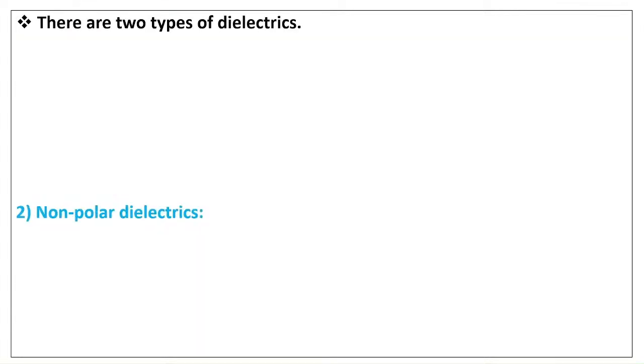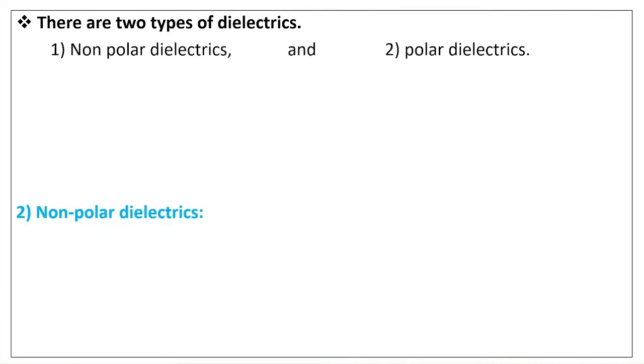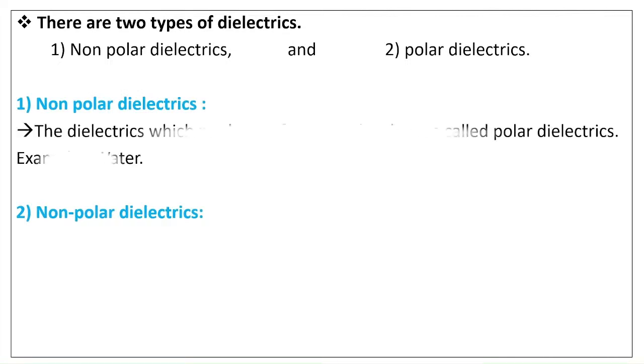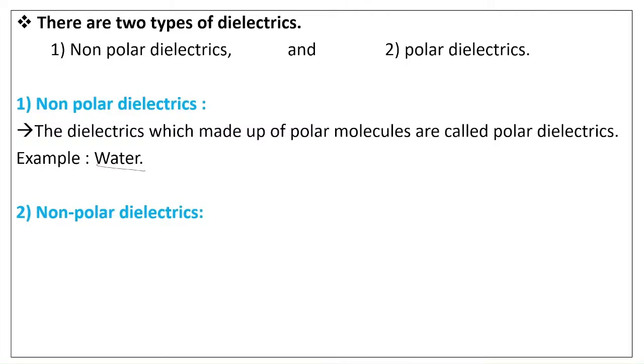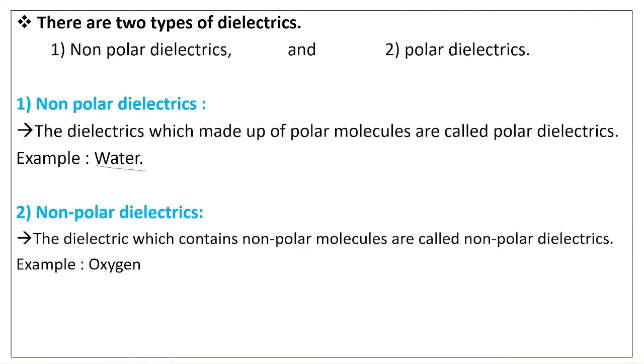There are two types of dielectrics. 1. Polar dielectrics and 2. Nonpolar dielectrics. 1. Polar dielectrics. The dielectrics which are made up of polar molecules are called polar dielectrics. Example, water. 2. Nonpolar dielectrics. The dielectrics which contain nonpolar molecules are called nonpolar dielectrics.